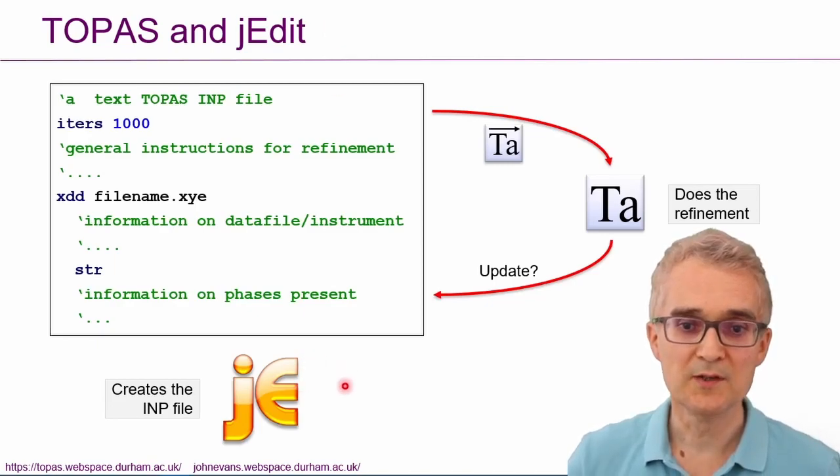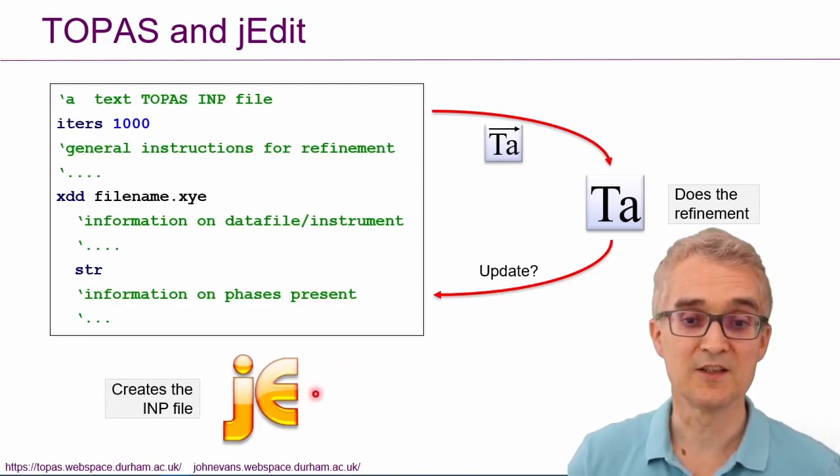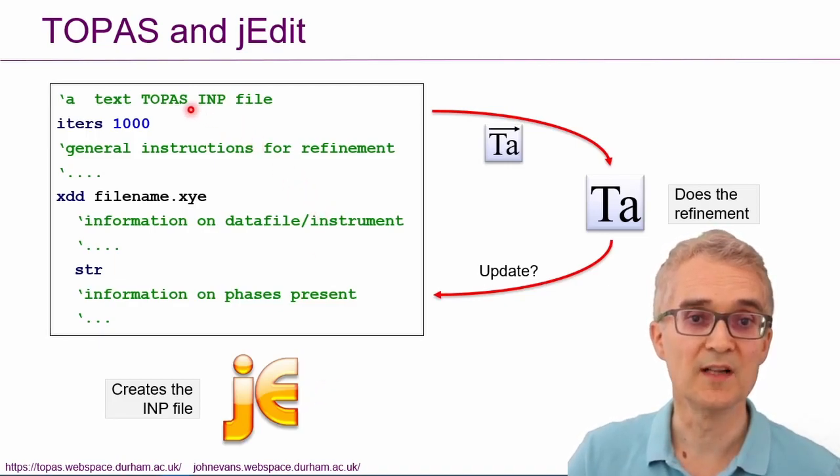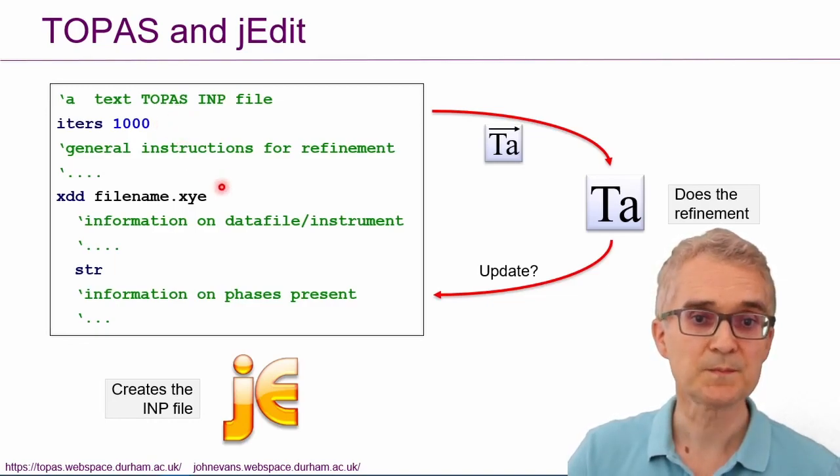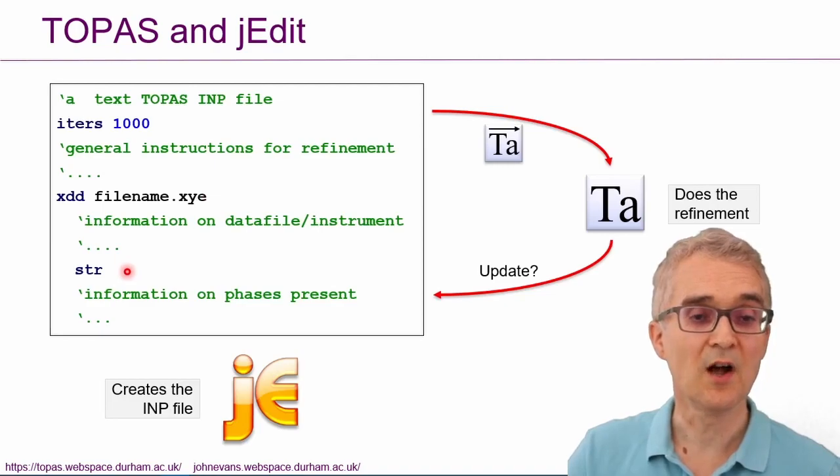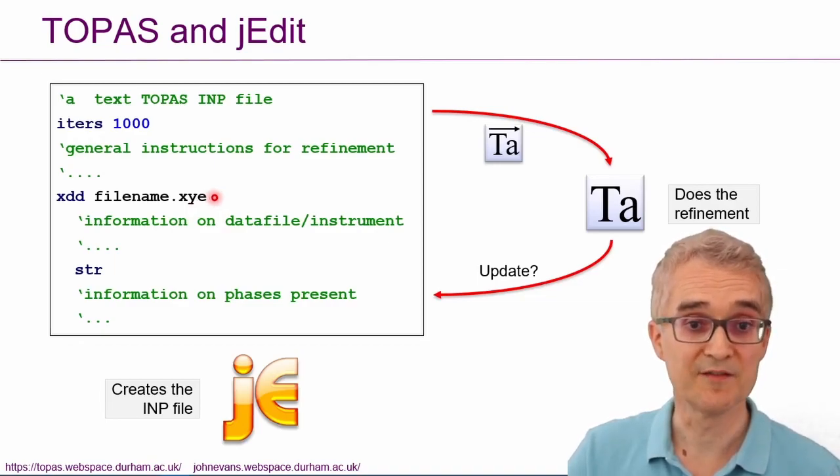So what we're going to be using is a free text editor called jEdit to make an input file. What an input file is, it's a straightforward text file which contains instructions for the Rietveld refinement. So for example, it could contain some general instructions about how to do the Rietveld refinement. It might contain some instructions on the name of the data set that we're looking to analyze. And it might contain some information on the structures that are present, so the phases that are present in the data set that we're going to be using for Rietveld refinement.